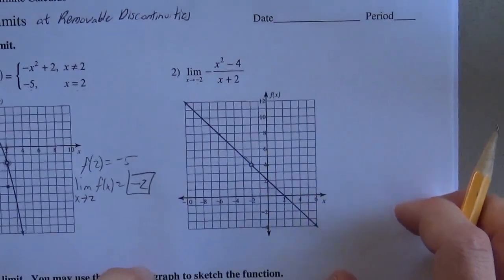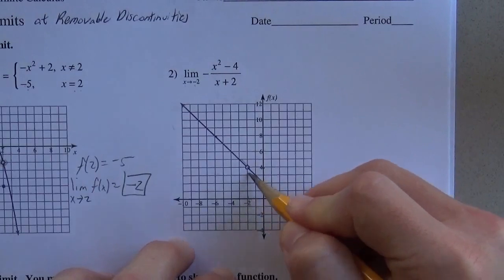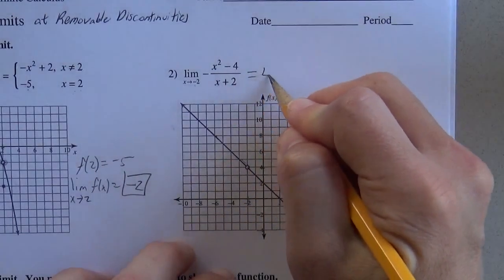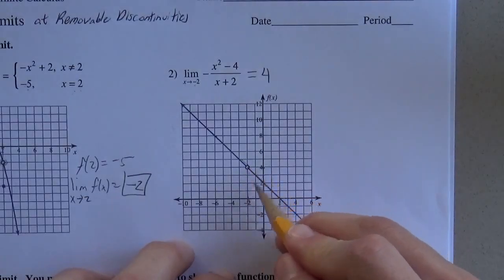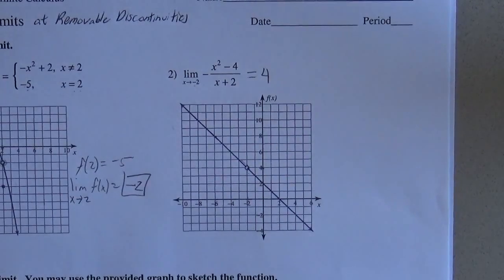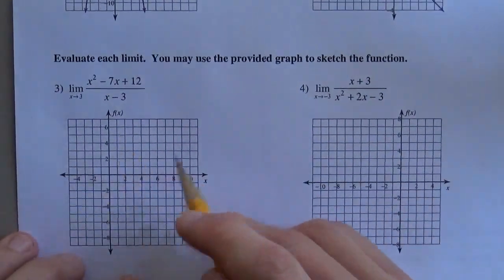Same thing with this one here. When x goes to -2, the function's not defined, but what it wants to be is 4. So we're allowed to say that this actually equals 4 because the y value is 4. Excellent.